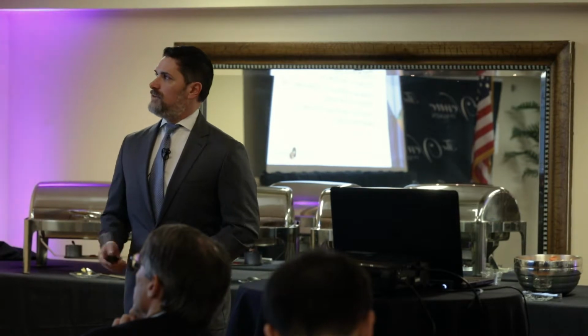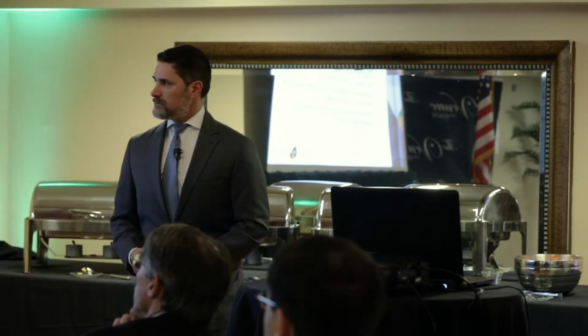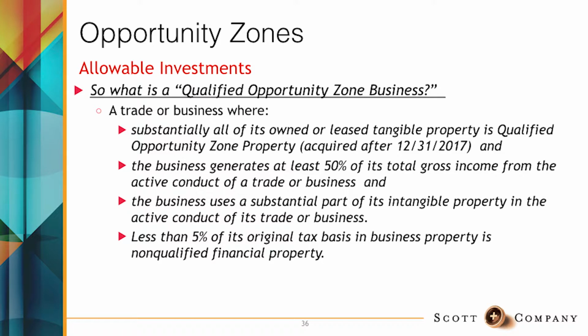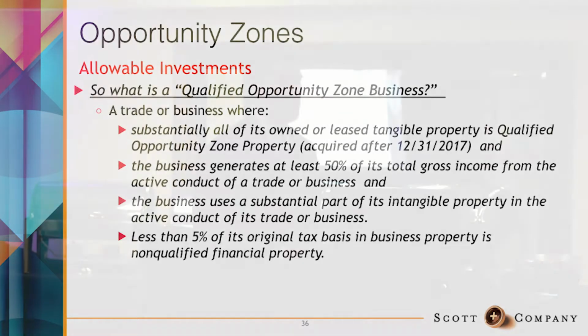All right, so what is a qualified opportunity zone business? It is a trade or business. This is an operating business. This is not just a piece of property. It's a business that's operating, and substantially all of its owned or leased tangible property is qualified opportunity zone property. So again, we're digging deeper. I've got another definition coming for that. Bear with me. It has to be acquired after 12/31/17, and the business generates at least 50% of its total gross income from the active conduct of a trade or business.